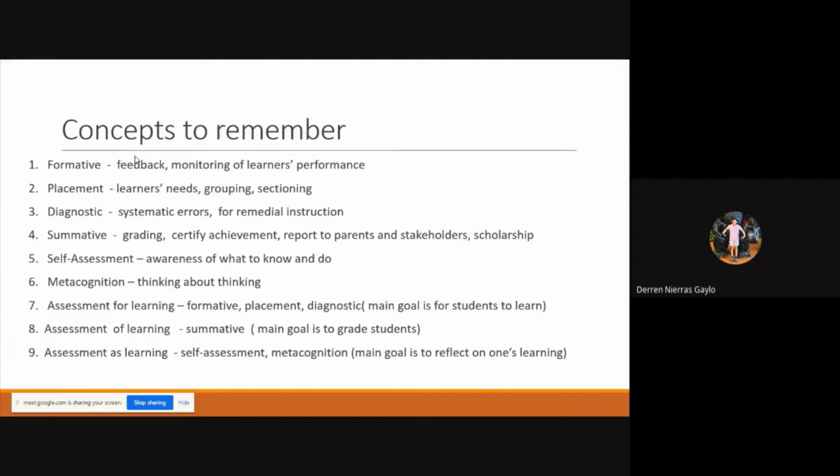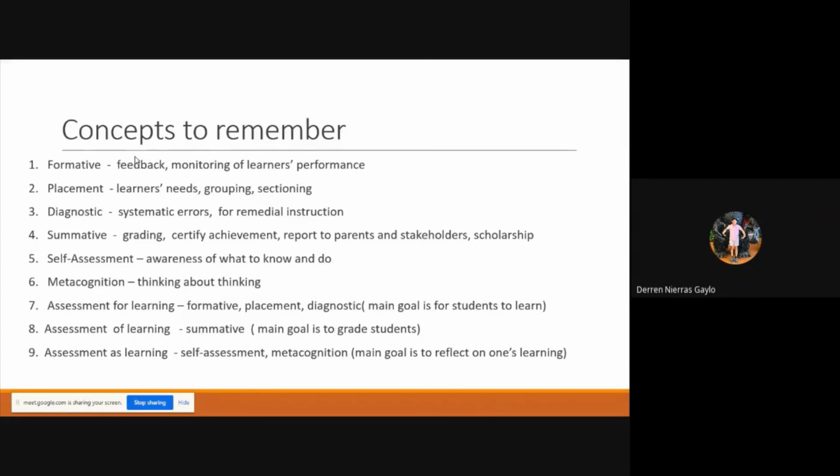Summative assessment. Its main purpose is to give a grade, to certify achievement, to report to parents and stakeholders what students learn, and maybe for scholarship purposes, to know who will be given scholarship grants. Self-assessment, it's more on the awareness of the student of what to know and do. And metacognition, it's more on thinking about thinking.